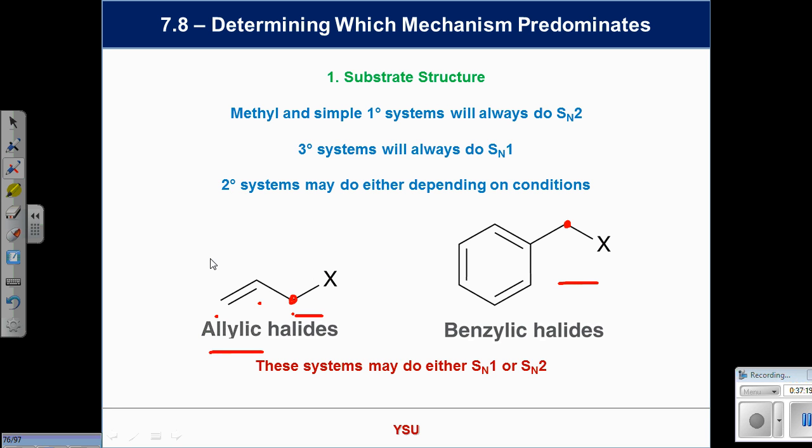If you put a positive charge on that carbon, even though it's primary, why is that okay? Resonance, and resonance beats hyperconjugation. If you put a positive charge on this carbon over here, lots of resonance. So that carbocation isn't as bad as a primary cation because it gets help from resonance. So do you expect these to go faster in SN1 or slower in SN1 than, say, a simple primary system? Faster. Faster because the carbocation is easier to get to.